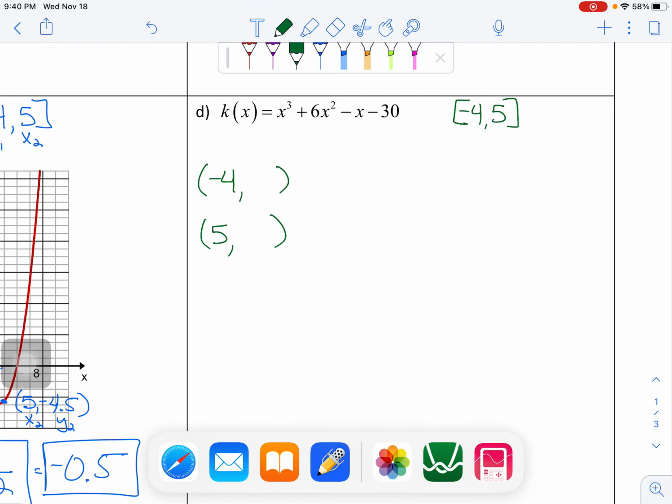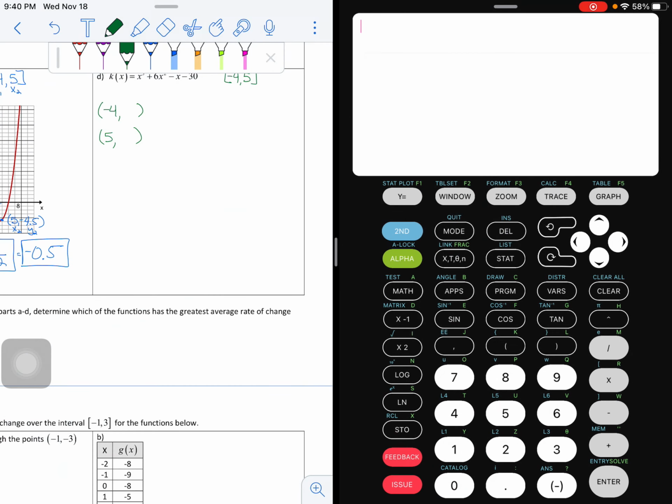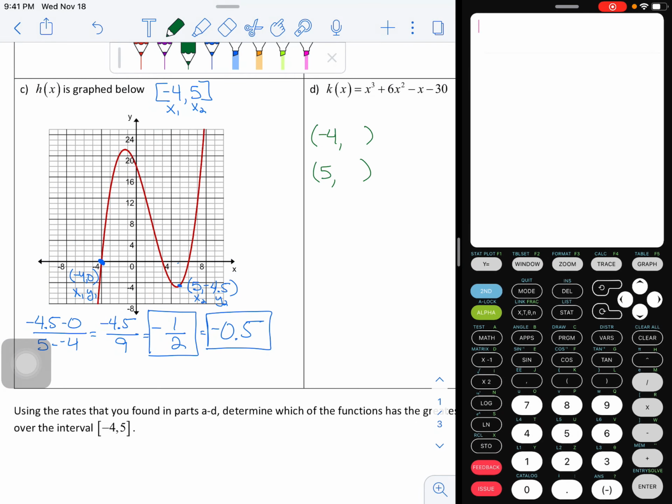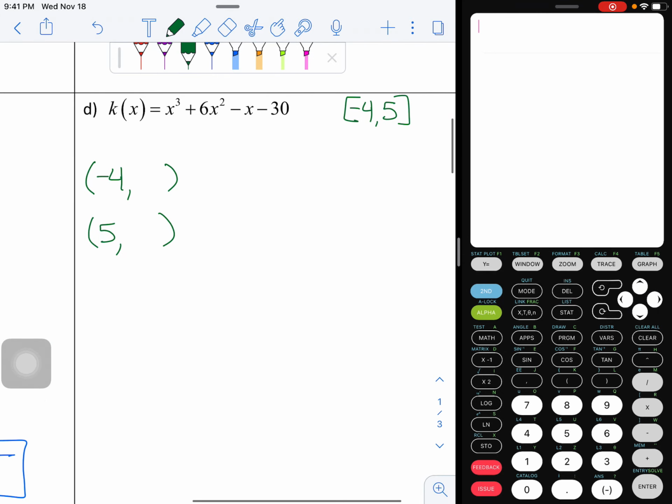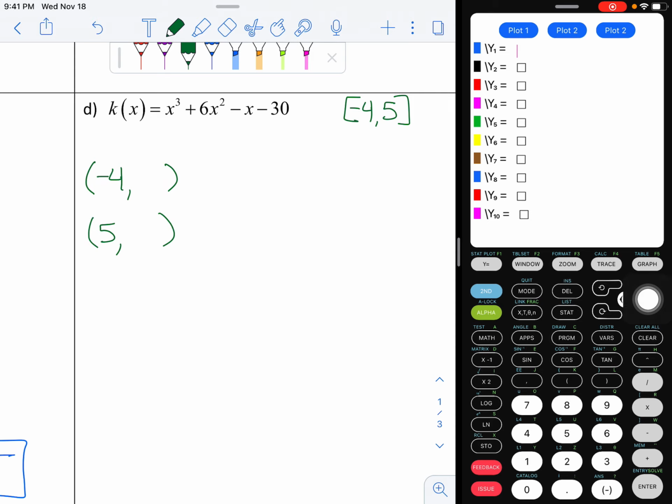So I am going to split screen here. I'm going to pop up the TI-84. There is also a way to do this on Desmos. If you have any questions, I can help you out with that. So on the TI-84, I'm going to go to y equals. Nothing's in there right now. If there was anything, go ahead and clear it out. And where it says y equals, I'm going to type in this function as it's written: x raised to the 3rd power, plus 6x squared minus x minus 30.